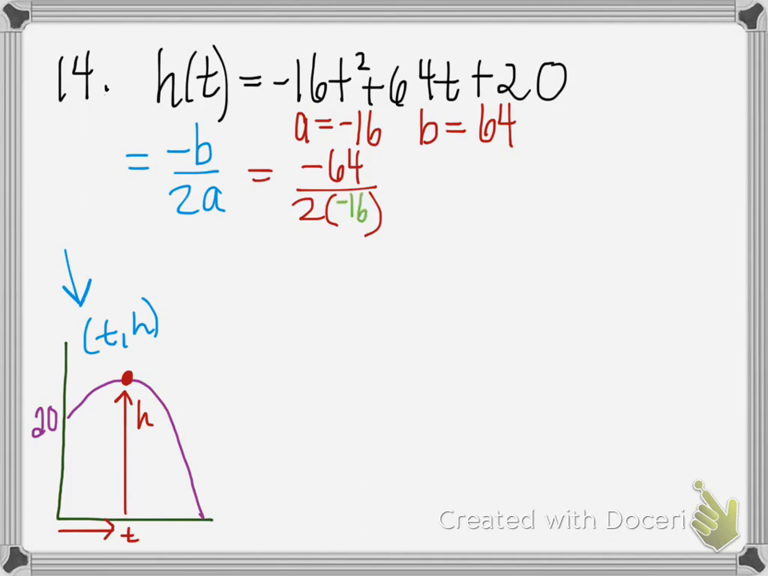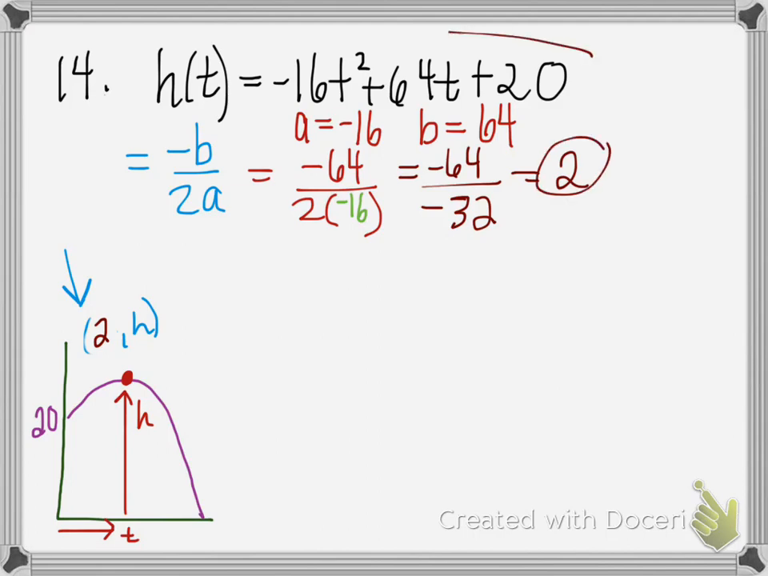So if I simplify my fraction here, negative 64, and if I multiply 2 times negative 16, that's negative 32. So negative 64 divided by negative 32 is 2. So that means my time here would be 2 seconds. So at 2 seconds, it hit the highest point. So how do I find the highest point? I take 2 and I plug it into this equation for t.